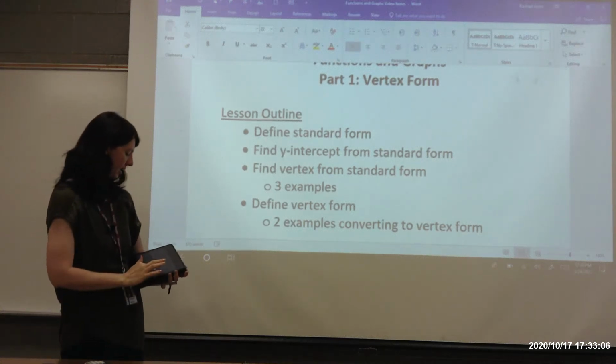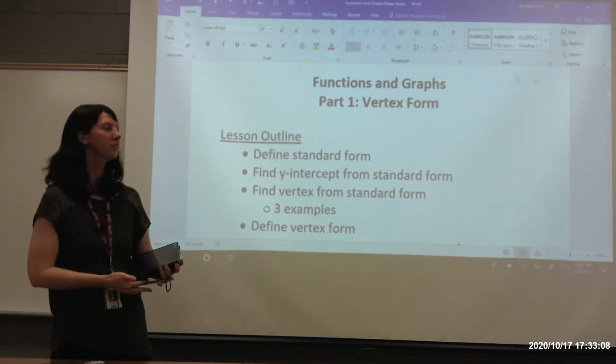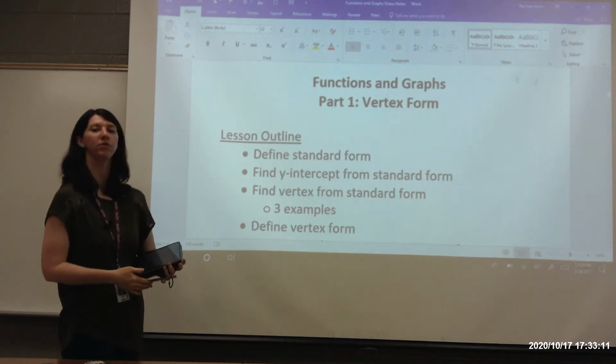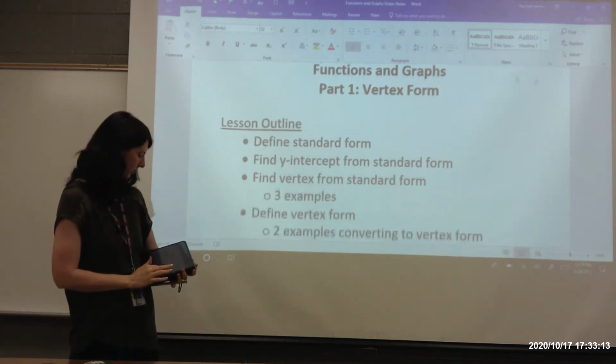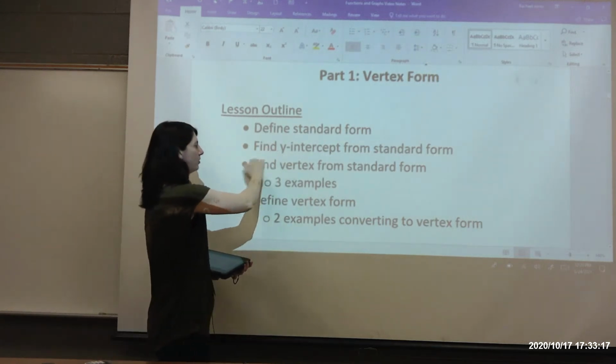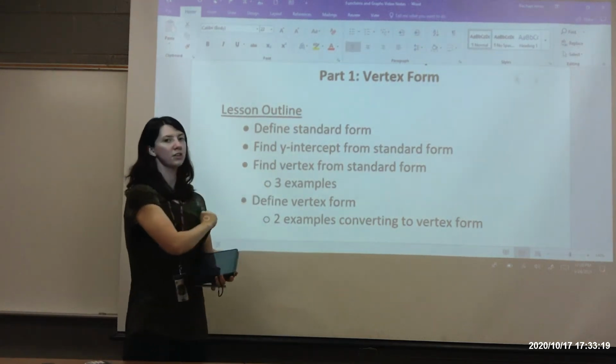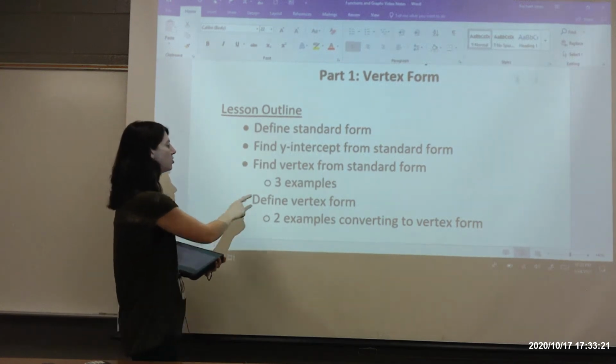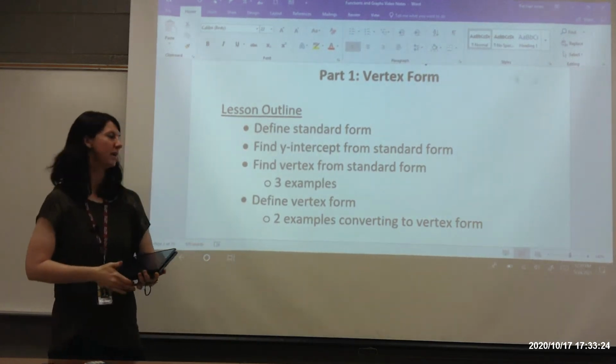We're going to look at functions and their graphs, and this is part 1 where we're focusing on vertex form. So first we're going to define standard form and look at getting the y-intercept from standard form, and then we're going to look at getting the vertex from standard form, and that will lead us into actually defining what vertex form is. Okay?